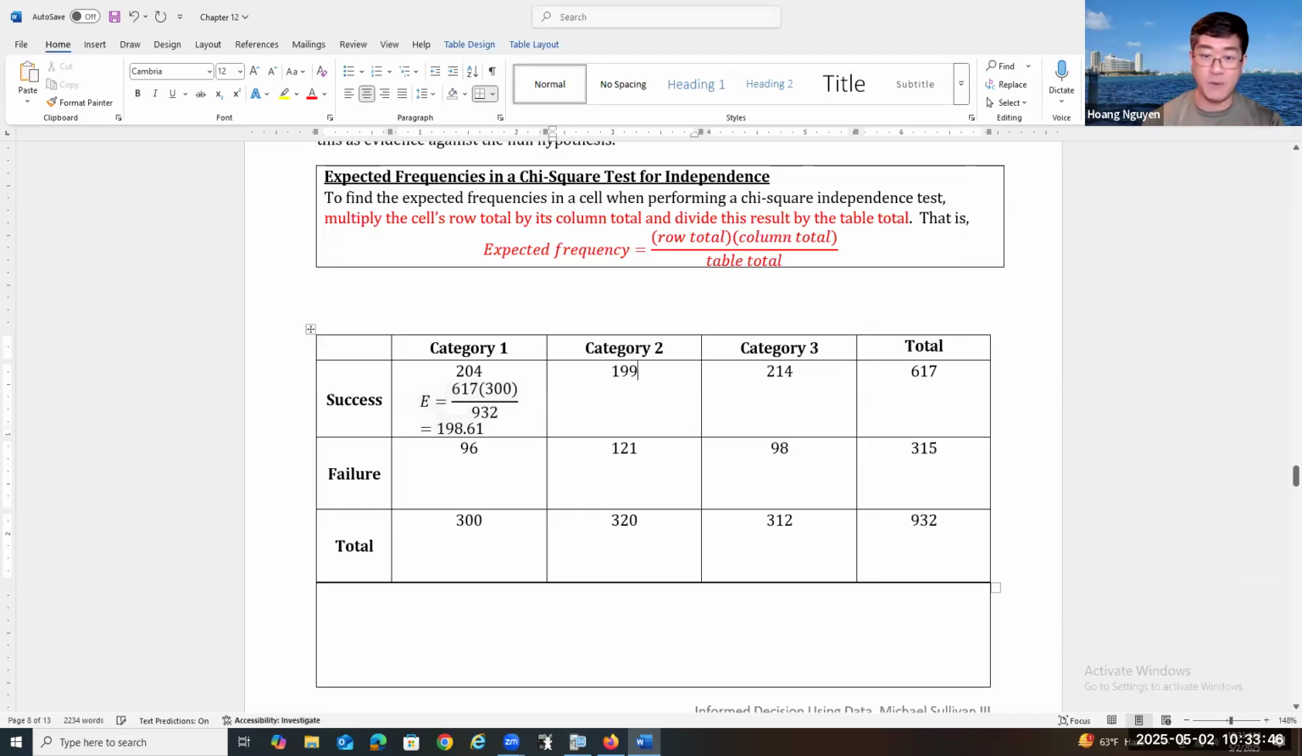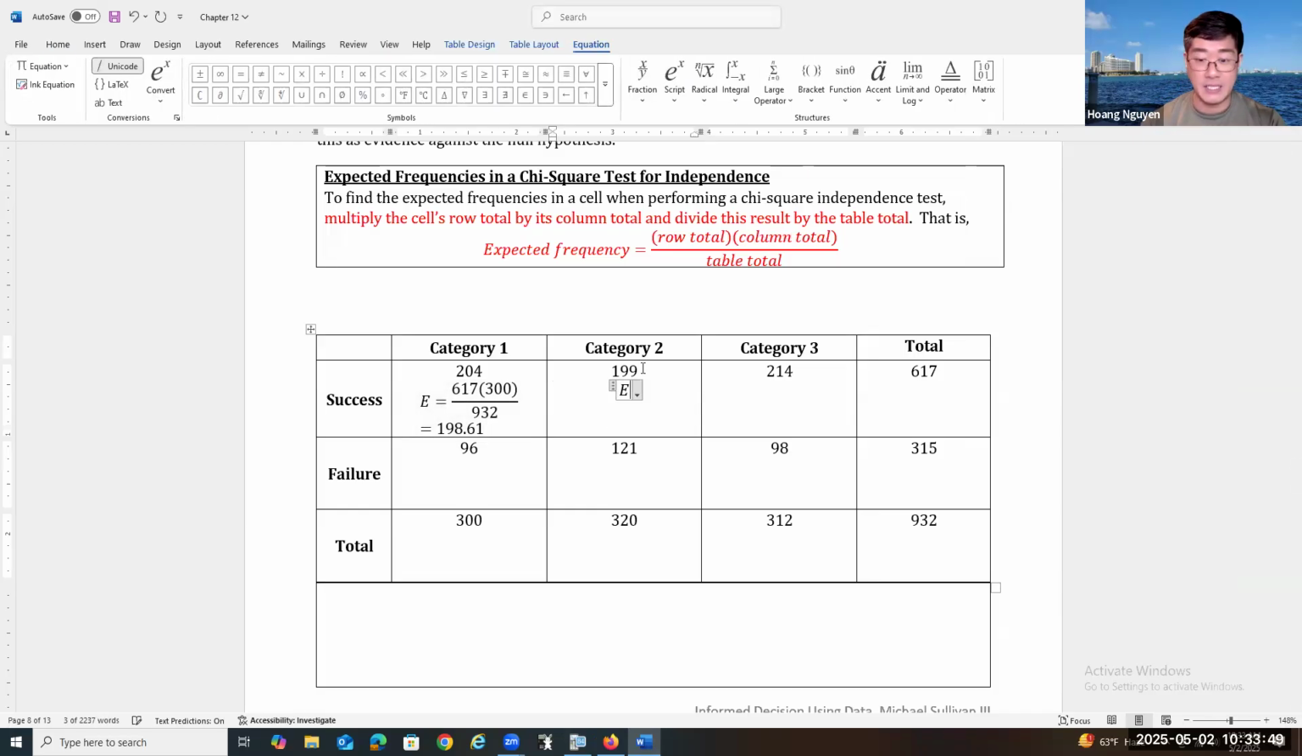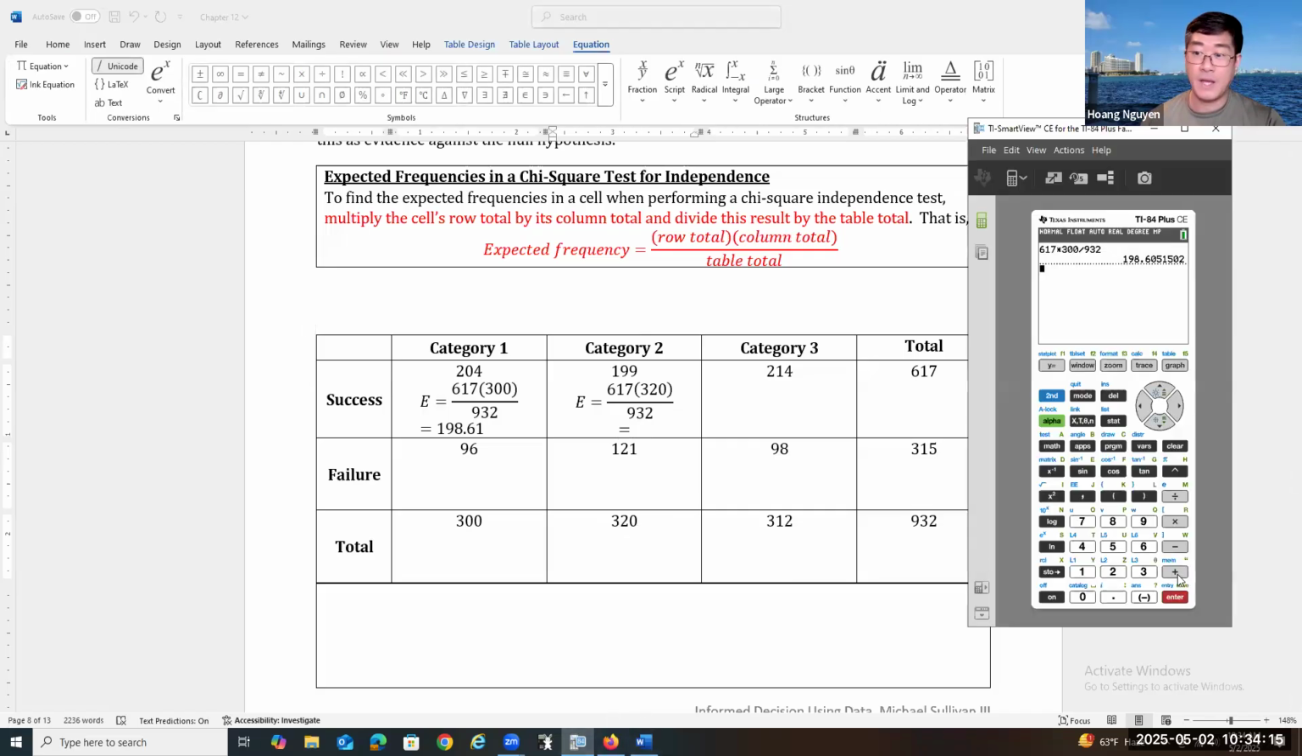Now we're going to move on to the next cell right here, and we're going to use a similar idea to calculate the expected. It's equal to the row total. This cell is on the first row, so the row total is still 617, multiplied by the column total. The column total is now 320, divided by the table total, 932. The table total won't change. So 617 times 320 and then divided by 932.